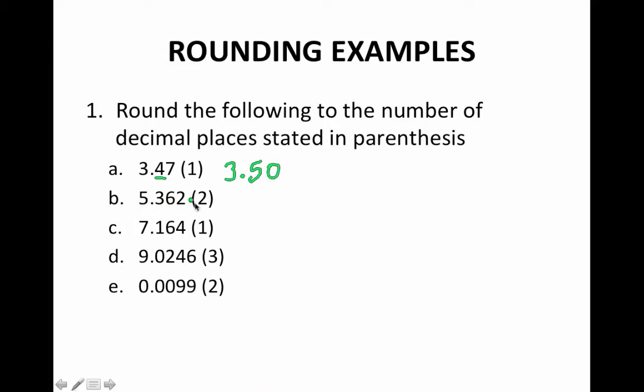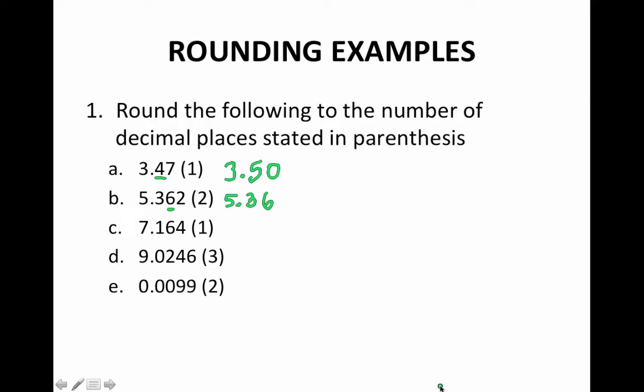For the next number, we want to round to 2 decimal places, which is the nearest hundredth. So that's right here. And we want to look to the number to the right of it. It's less than 5, so we keep 6 as 6. So it should be 5.36.